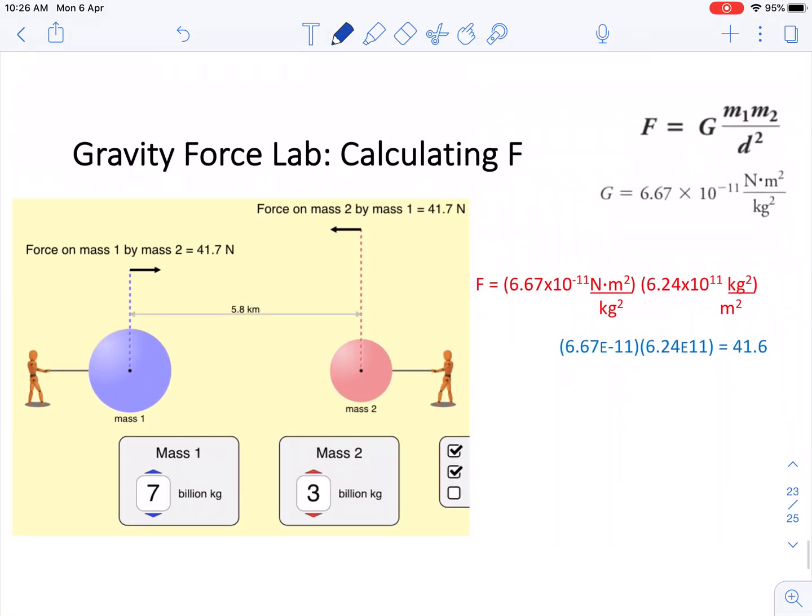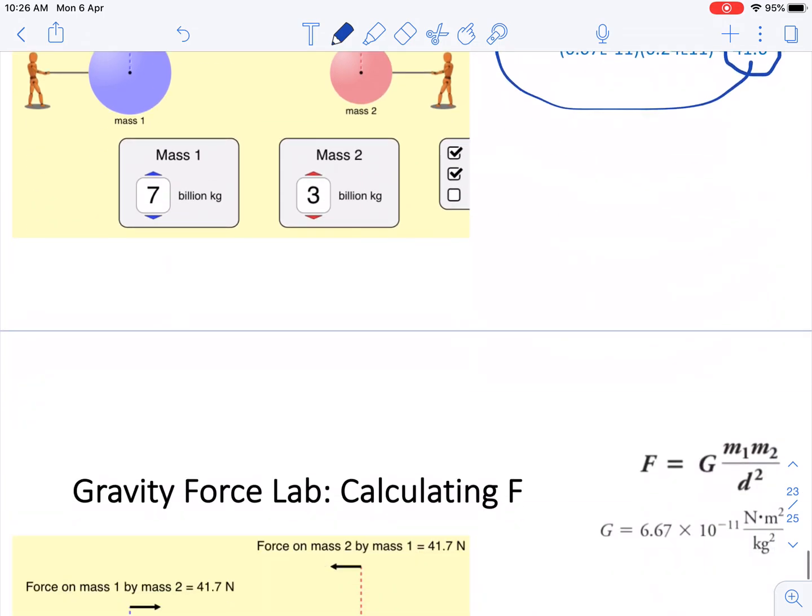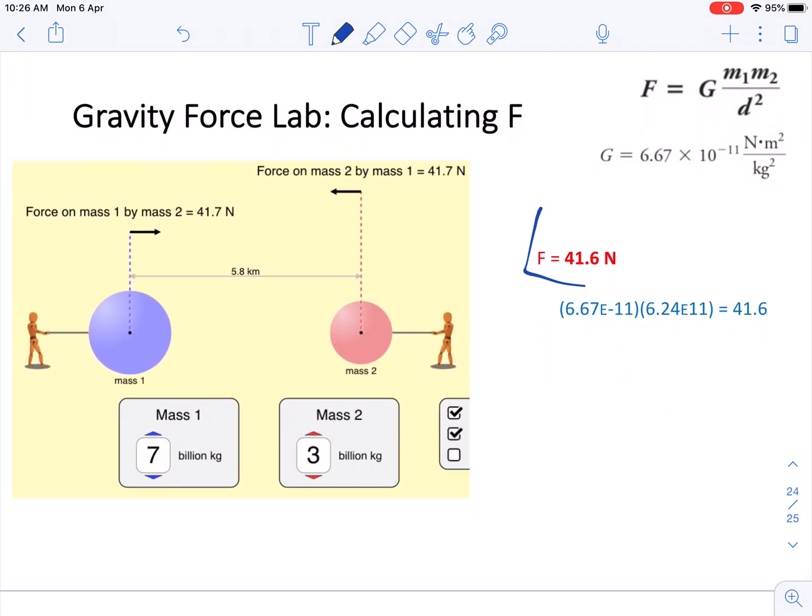So to type this into your calculator, we're just going to do 6.67e negative 11 times 6.24e11. And if you multiply them in your calculator, you get 41.6, which is a nice small number compared to what we've been getting earlier. And so that is your value for F. And you can see that I was pretty close. All right, I got 41.6. We know the true value was 41.7. So again, I was off by a decimal place, but I'm okay with that. Not sure, maybe I'm rounding in the math somewhere. And again, the unit that's left over is newtons.